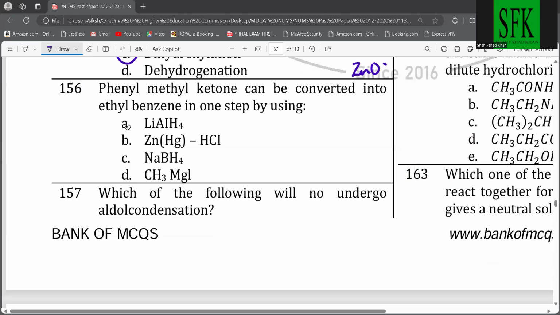Phenyl methyl ketone can be converted into ethyl benzene in one step using, you've got phenyl methyl ketone into ethyl benzene. Yeah, so this is reduction होगी इसकी, इस ग्रुप की रिडक्शन होगी, रिडक्शन के लिए बेस्ट लिथियम एल्यूमिनियम हाइड्राइड, कीटोन्स की रिडक्शन, ठीक है.